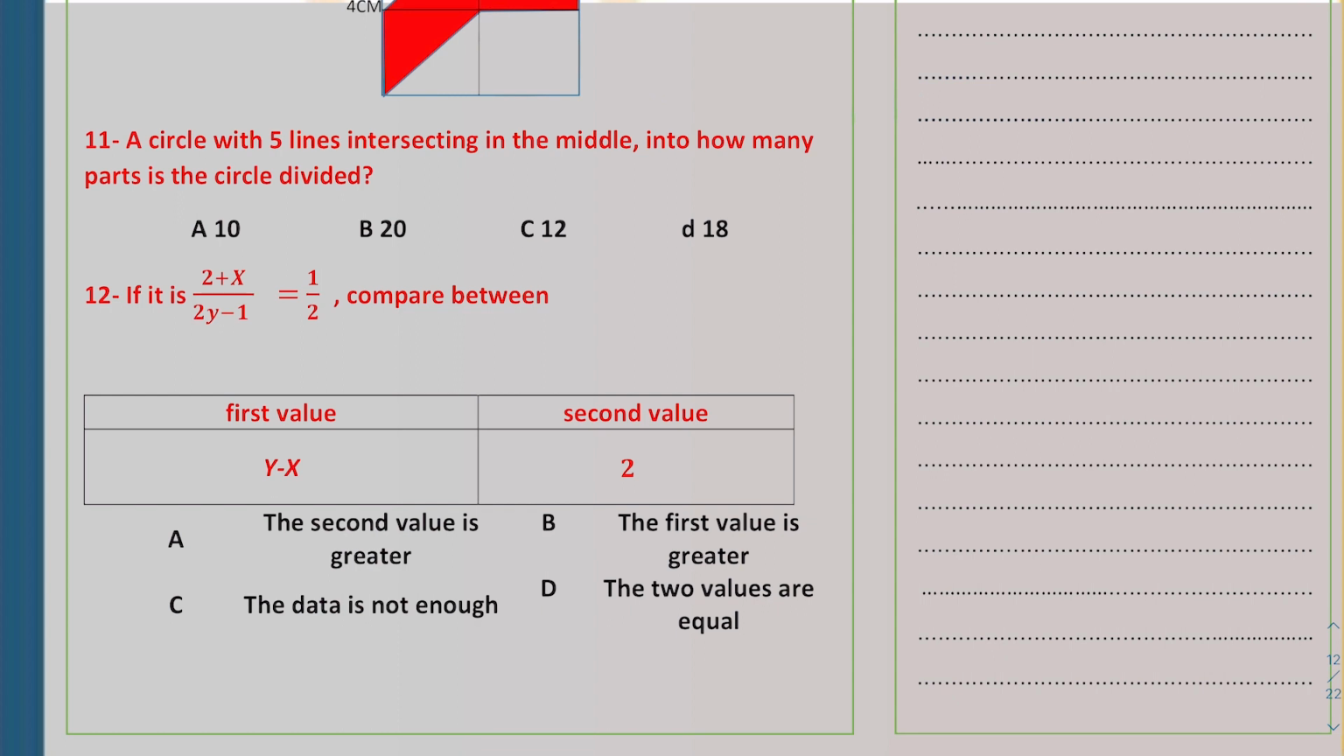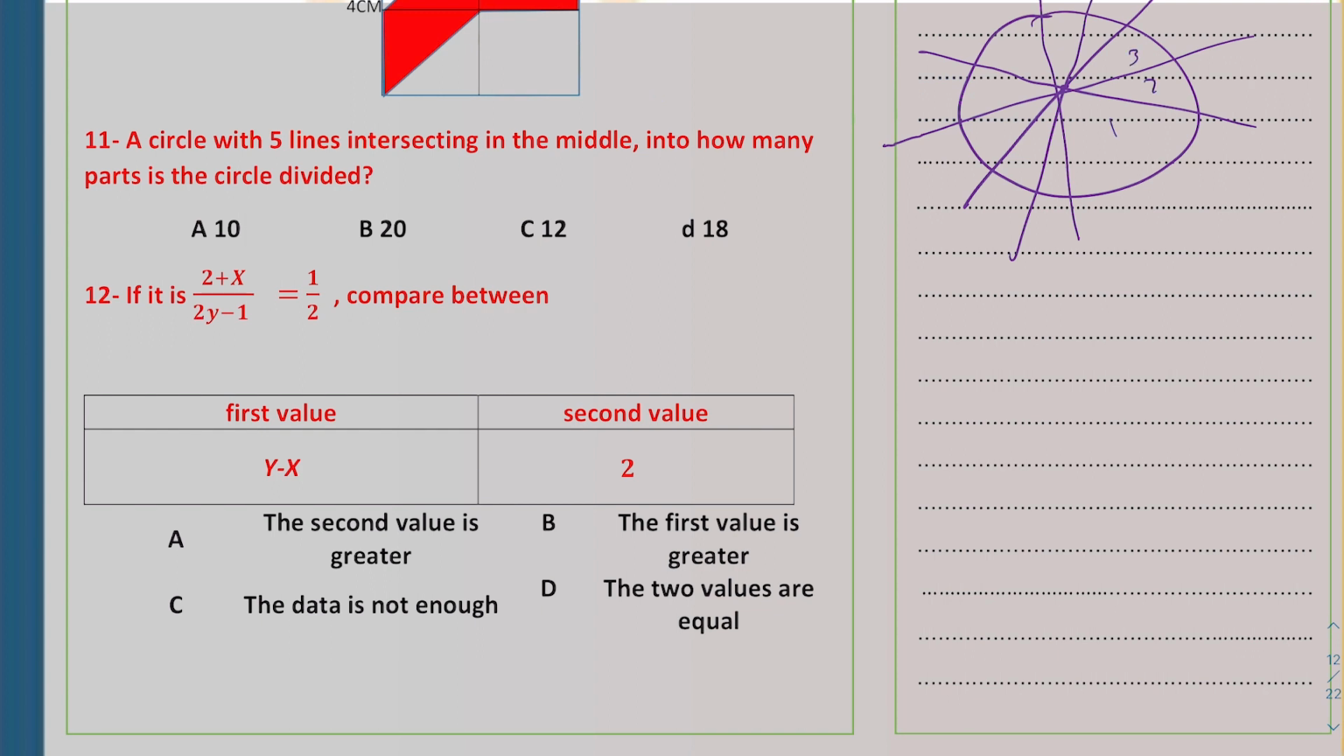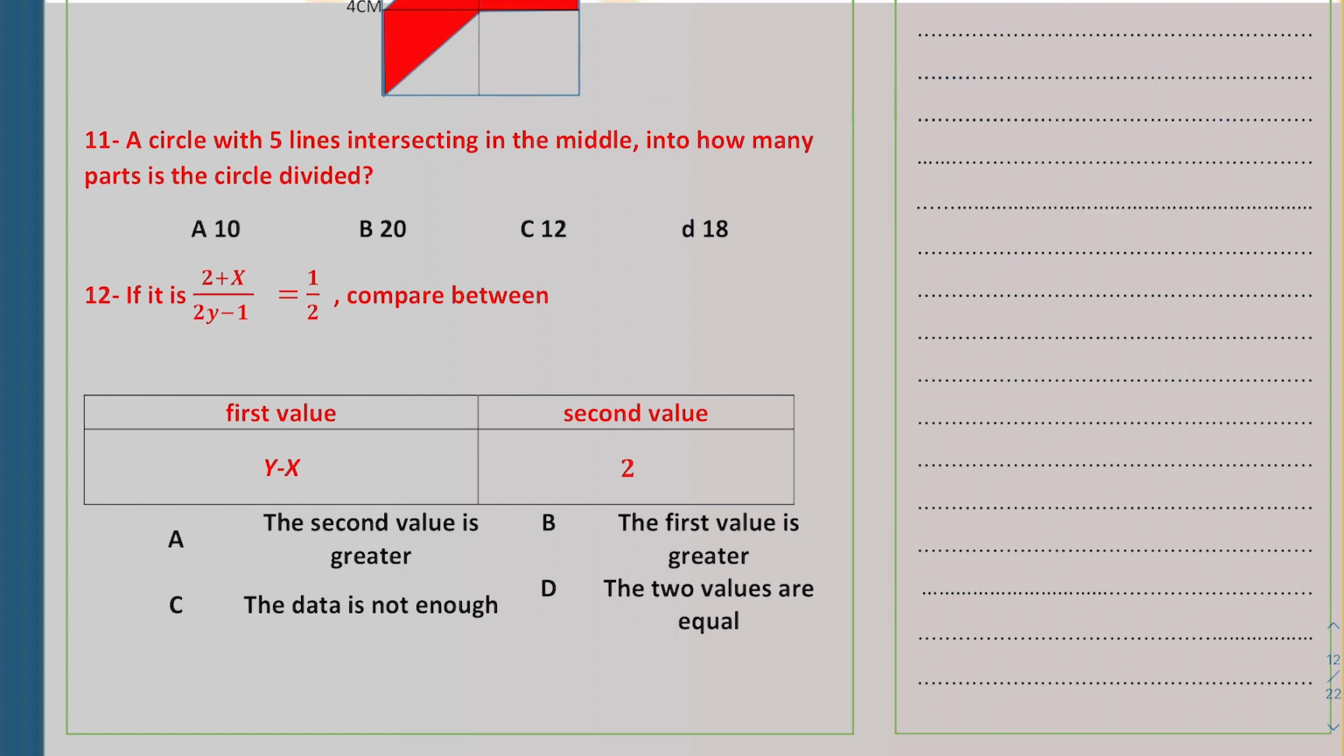Question number 11. A circle with 5 lines intersecting in the middle. How many parts will the 5 lines divide the circle into? We have this question in 2 forms. In general, if the 5 lines I have in the middle here, I have 5 lines. 1, 2, 3, 4, 5 lines. I will count 1, 2, 3, 4, 5, 6, 7, 8, 9, 10. Teacher, it's always 10? No. Because if I change the intersecting point, it will be a different answer. And we will take it later in the next examples. Okay? 12.